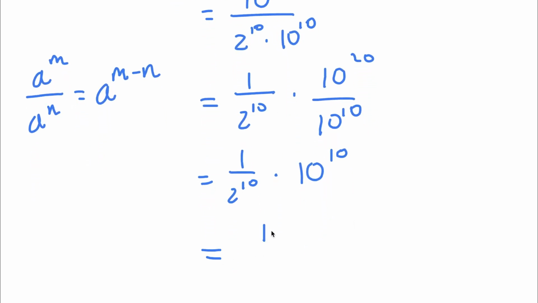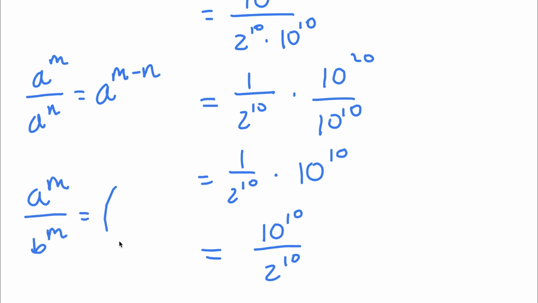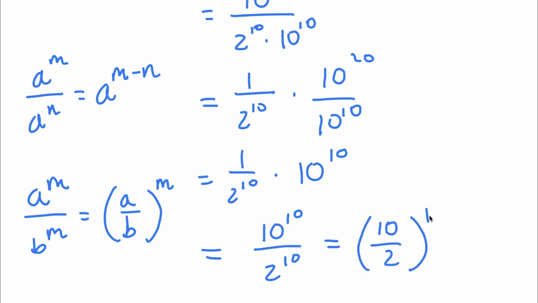Now, this is the same thing as 10 to the power of 10 over 2 to the power of 10. So if I have something in the form a to the power of m over b to the power of m, this is the same thing as (a over b) to the power of m. So 10 to the power of 10 over 2 to the power of 10 is going to equal (10 over 2) to the power of 10, which is the same thing as 5 to the power of 10. So 5 to the power of 10 is my answer.